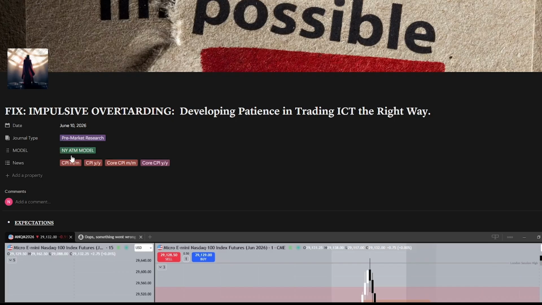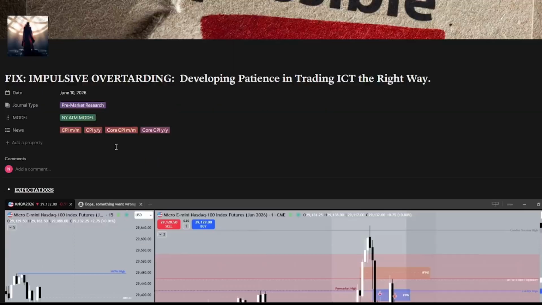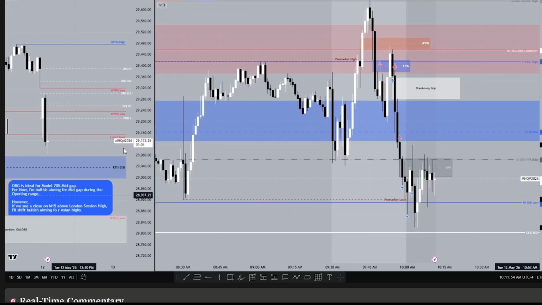Just so you understand what the New York ATM model is, this is an example of that model. All it has is a couple of rules. You just mark out the lowest low after 7 a.m. and the highest high after 7 a.m. I'm marking that as pre-market high and pre-market low. Now when price attacks any of those liquidity pools, you attack the other one. So if you see the high attacked, you're attacking the pre-market low, so you're trying to get short, targeting it.